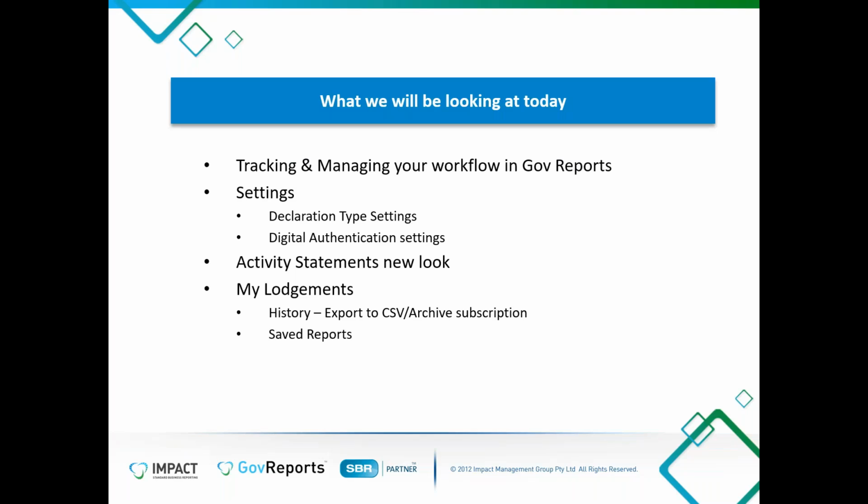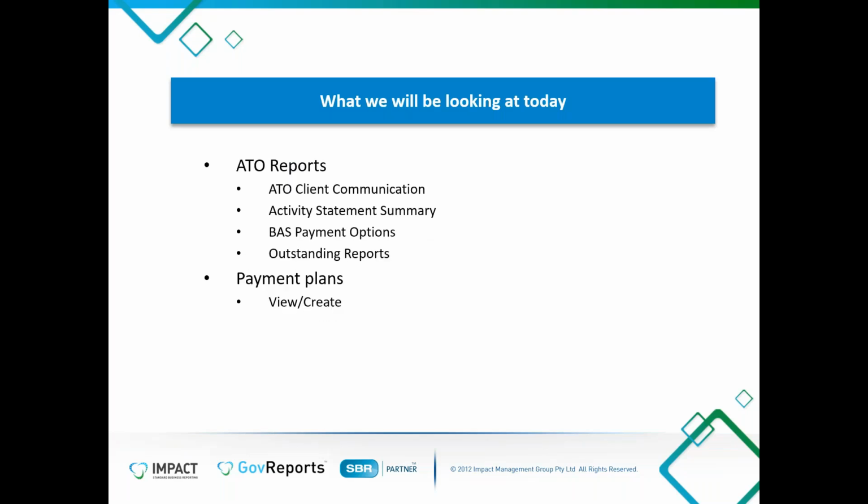We're going to look at the area of My Lodgements, where there are a lot of features that you can use that are going to help you. And the ATO reports, a really useful area where you can access client communications, activity statement summaries, which I love, that one. That's my favorite. The BAS payment options, which for a long time I didn't even know existed, but it does. And outstanding reports, another favorite feature because you can see everything. And one of the newer features they've come out with is the payment plans.